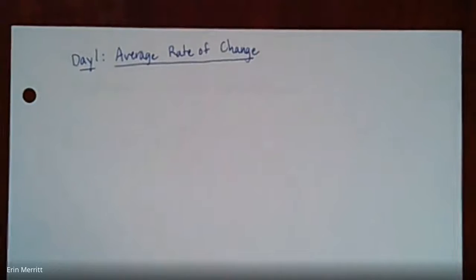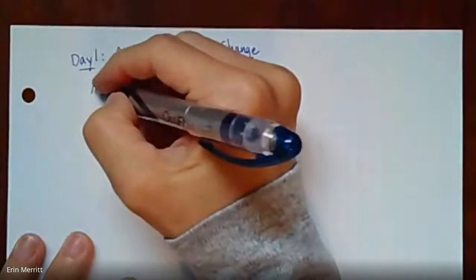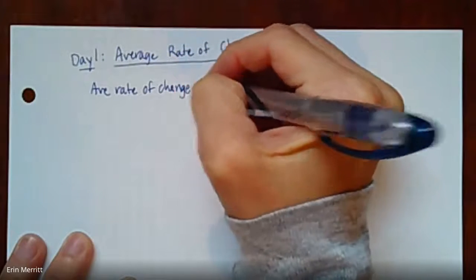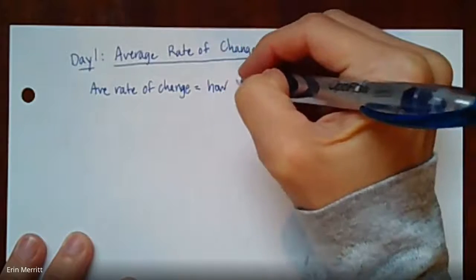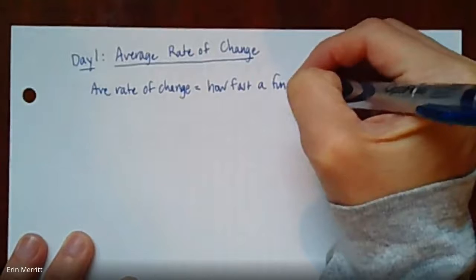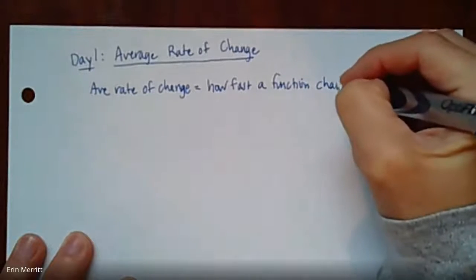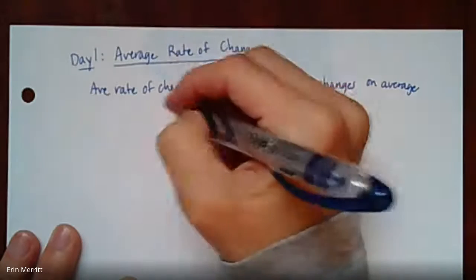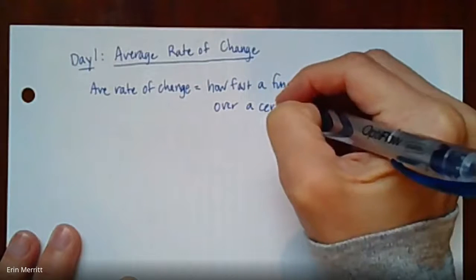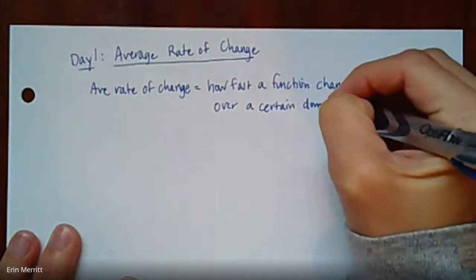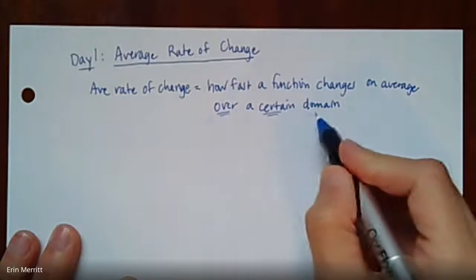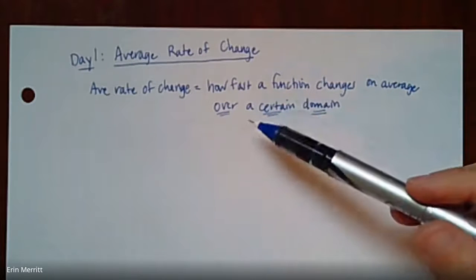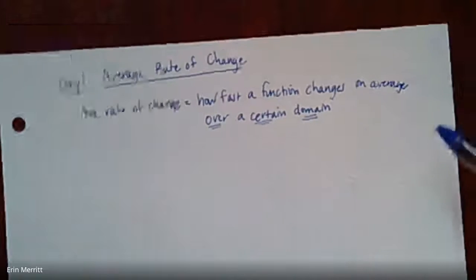All right. So what we just said a second ago, the average rate of change is how fast a function changes on average over a certain domain. Over a certain domain is pretty important, because if it's linear, then it's going to be the same rate of change. But otherwise, if it's not a linear function, you're going to see it change throughout, right?